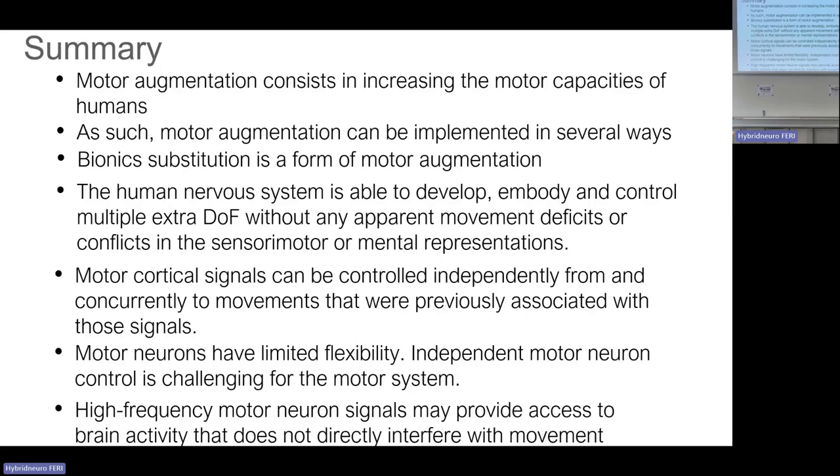And then at the end, we have also looked at an alternative way from motor neurons to perform augmentation, which is using the very unusually large bandwidth of the motor neurons with respect to the muscular system bandwidth, which is much smaller. So using that mismatch, maybe you can augment by using the information in the part of the bandwidth not used for moving.